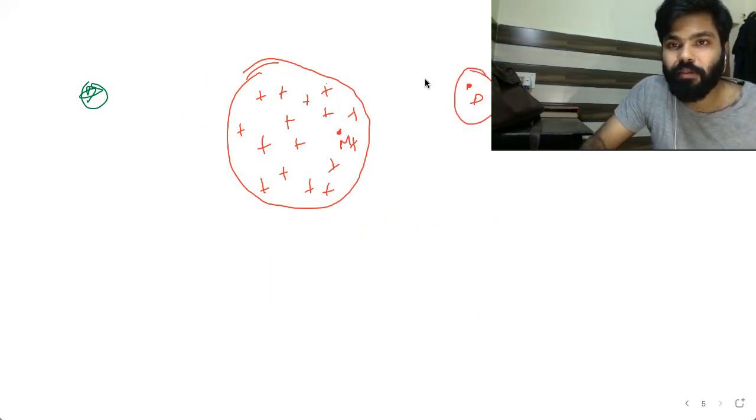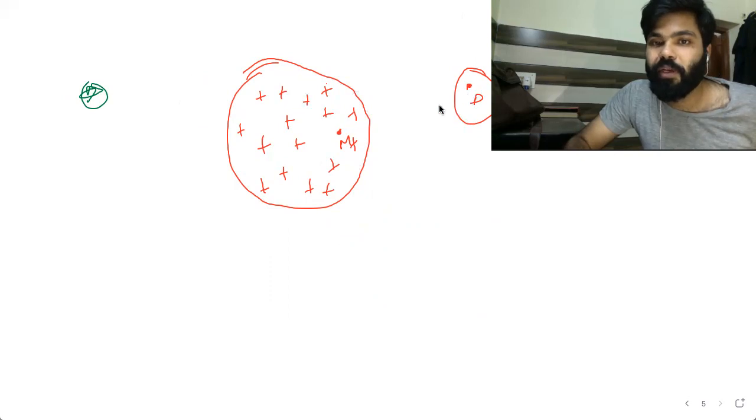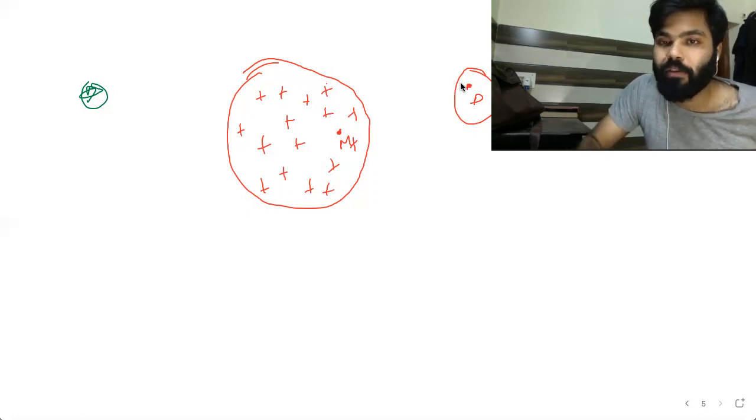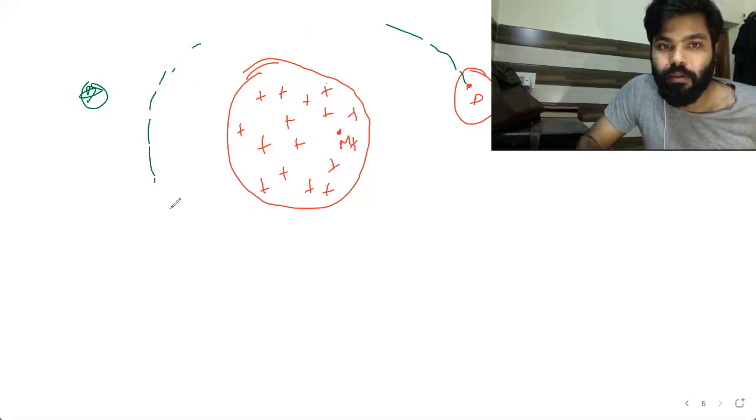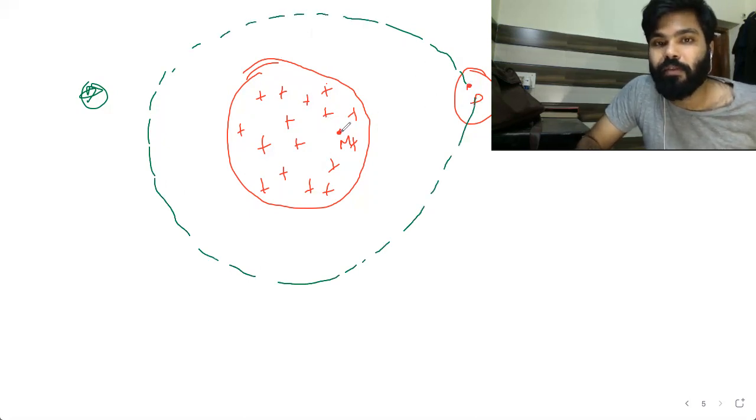Let me change the color. Similarly, you have to make a Gaussian surface for point P and point M to calculate the electric field at point P and at point M. The Gaussian surface is going to be a sphere, once again, for point P as well as for point M.